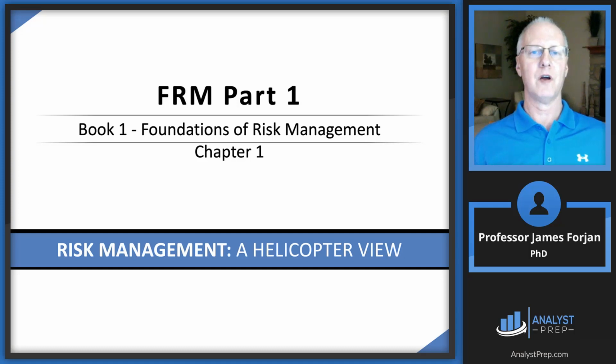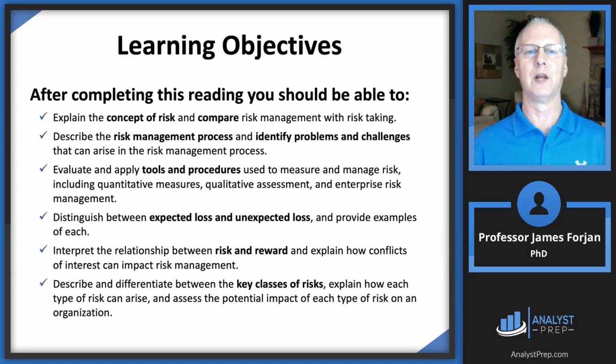This is FRM Part I, Book 1, Foundations of Risk Management, and Chapter 1, which is really just an introductory chapter. If I can summarize the learning objectives in this Chapter 1, it would be in the following way. A successful risk manager is able to identify the risks, quantify the risks, and then manage the risks. And if you look at the learning objectives, you'll be able to see that theme runs through each one of these.